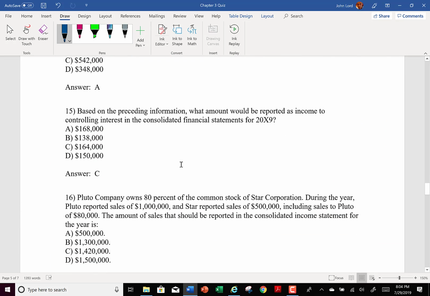Based on the preceding information, what amount was reported as income to controlling interest in the consolidated financial statements? Have I already answered this question? Have I already figured this out? It's 164, isn't it? The income attributable to the controlling interest is the parent's, isn't it? Because we only included their share in the investment income.